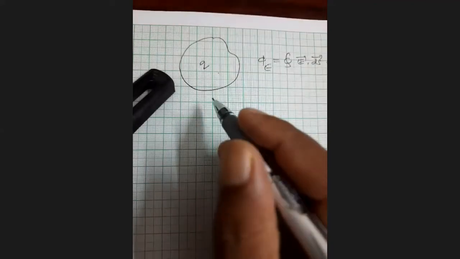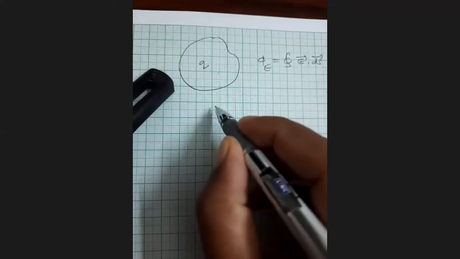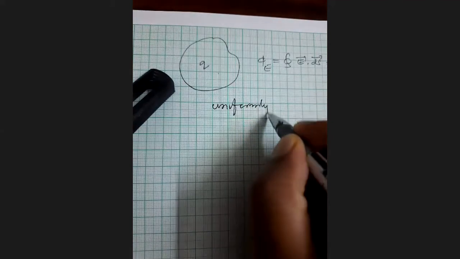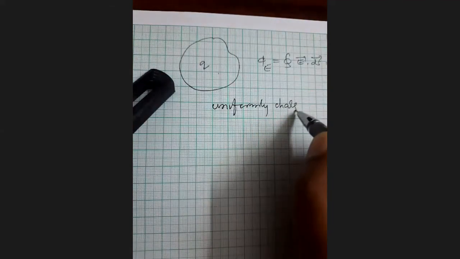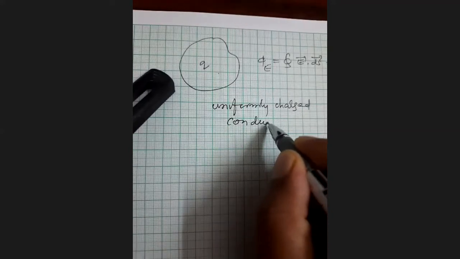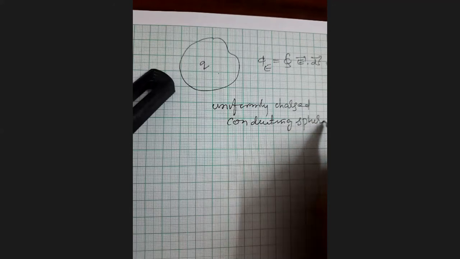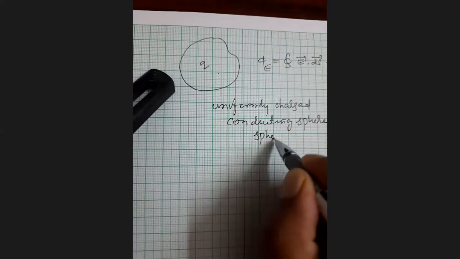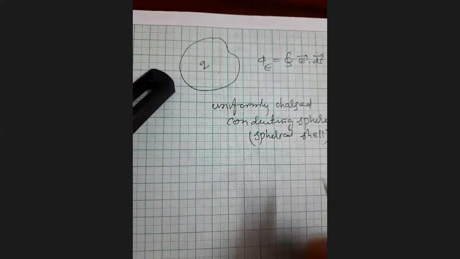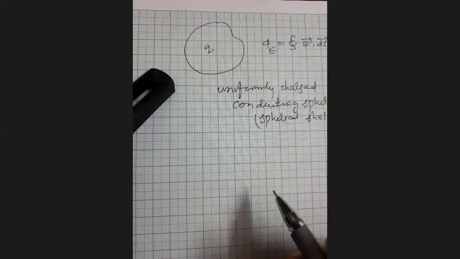The first one: uniformly charged conducting sphere, or spherical shell. Okay. So for this, now I am drawing the figure.